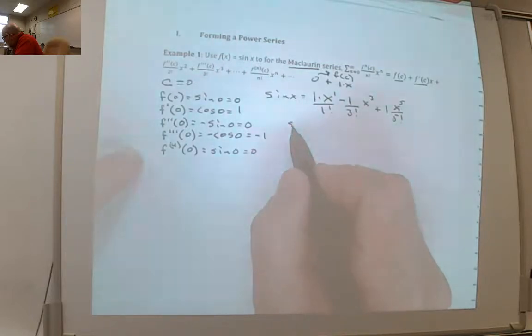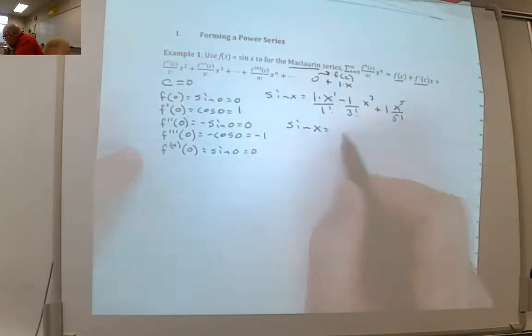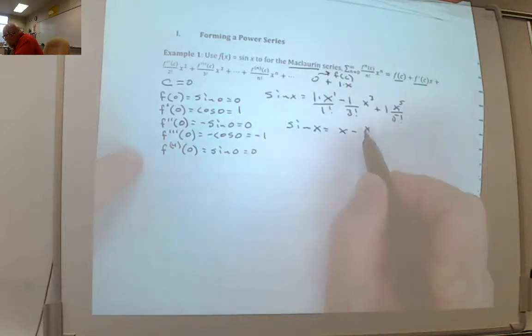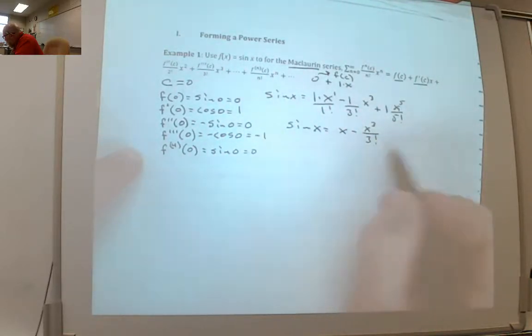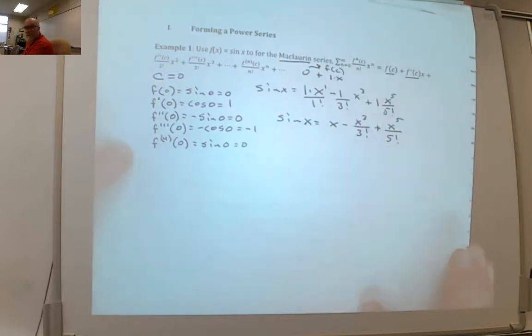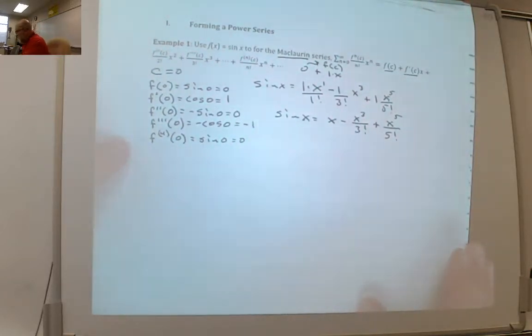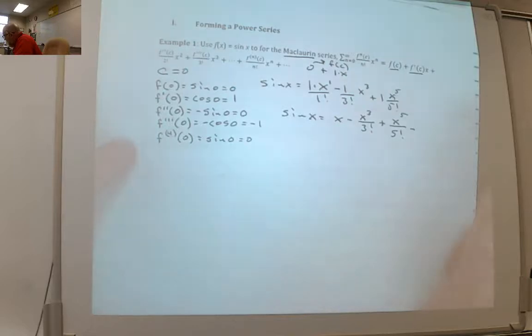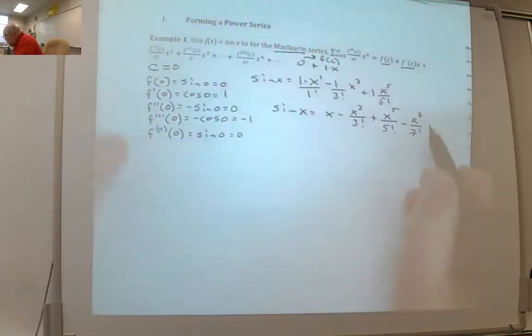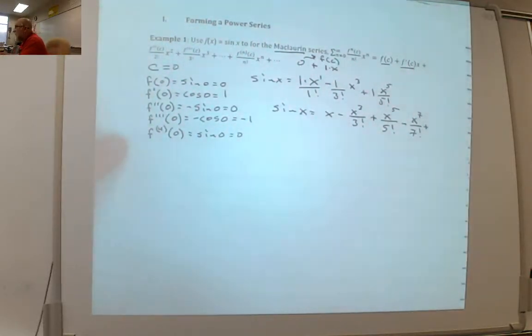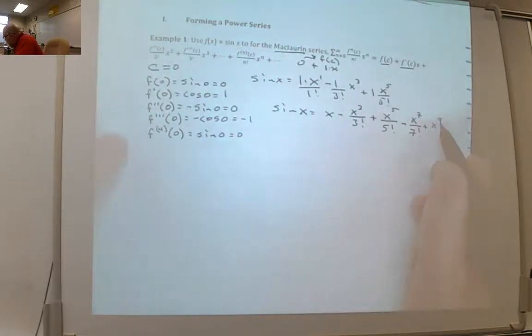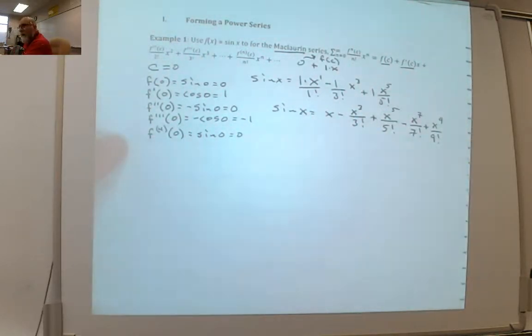So that means the sine of x is equal to x minus x to the third over 3 factorial plus x to the 5th over 5 factorial. What do you suppose the next one is? Minus x to the 7th over 7 factorial. Plus, what do you suppose the next one is? x to the 9th over 9 factorial. Are we okay with that?